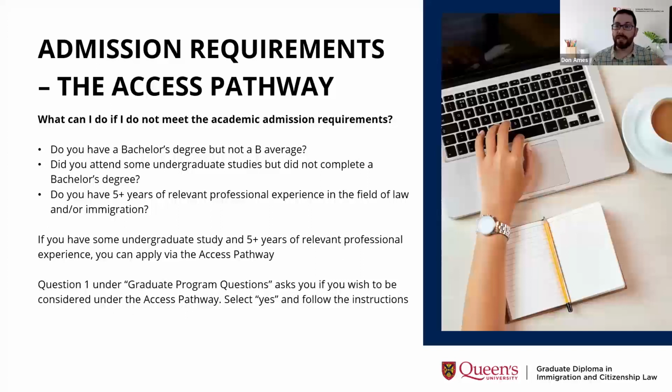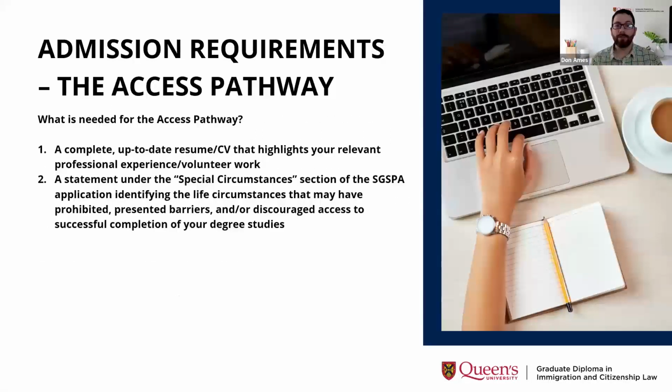What you will have to do is select under the first question on the application that you wish to be considered under the access pathway. Then you need to provide an emailed copy of your up-to-date transcript, or transcripts as necessary, your resume or CV that highlights your professional experience. And then you also need to provide a statement under the special circumstances section of the application that identifies the life circumstances that may have presented barriers and or discouraged access to successful completion of your degree studies.